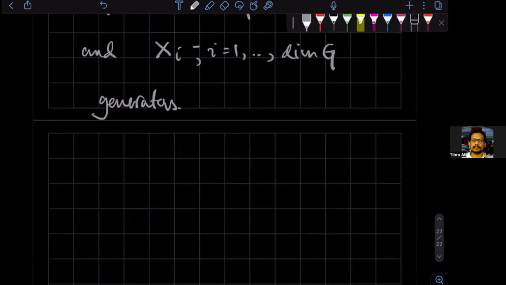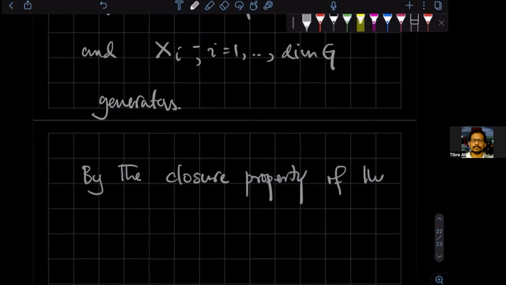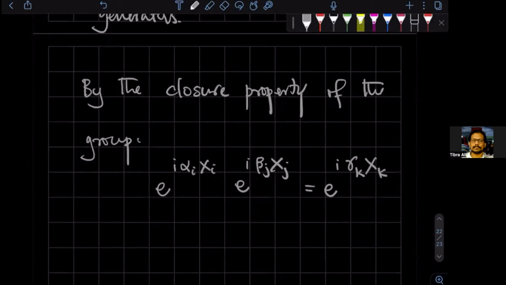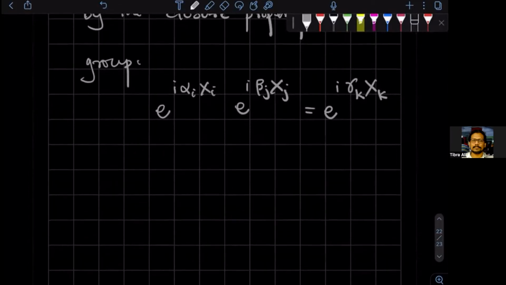Now, by the closure property of the group, what we can say is that e to the power i alpha_i xi_i times e to the power i beta_j xi_j, if you multiply two group elements, then I should get another group element, which I'm writing as e to the power i gamma_k xi_k.